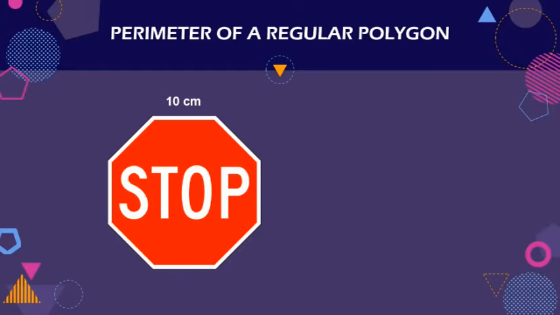Let's have a look. That's correct. Why did Gasol say it's 80? Because it's regular and there are 8 sides and 10 times 8 is 80 centimeters. Thank you, Jaffer. Okay, that's correct. So this is octagon. Octagon has 8 equal sides.